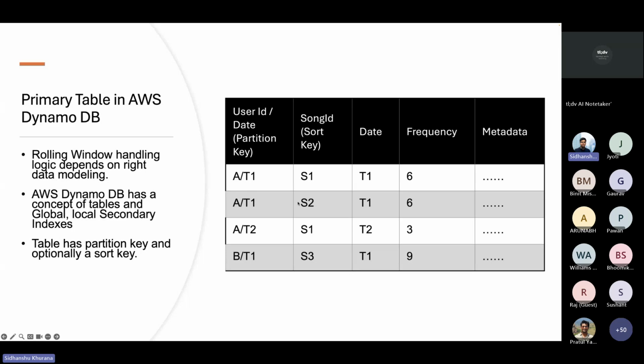Similarly, AT1 listening to song S2 6 times, right? AT2 listening to a song 3 times, right? Similarly, user B on day T1 listening to song S3 9 times, right? So what do we do with this? So this is the table.